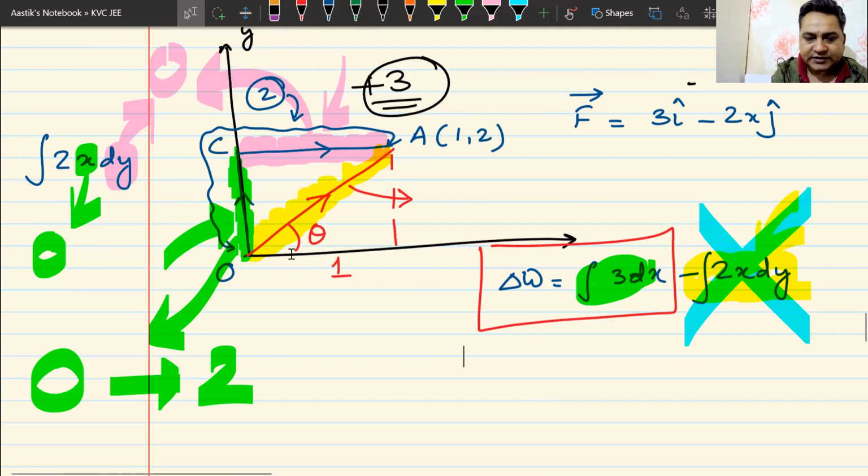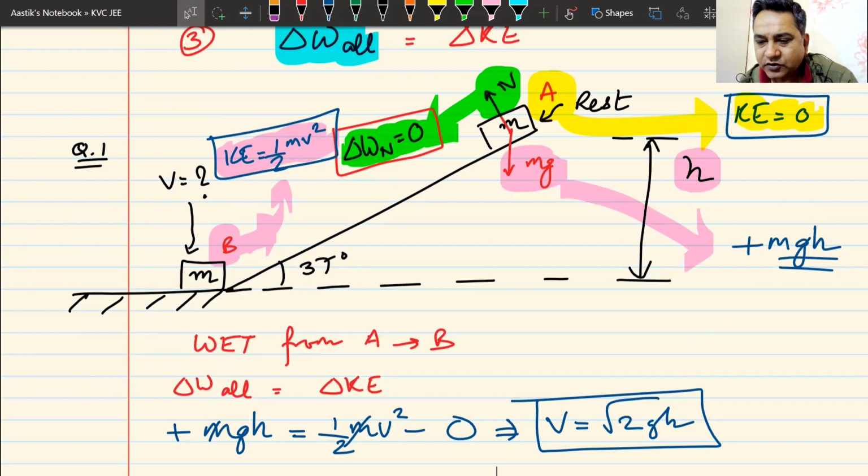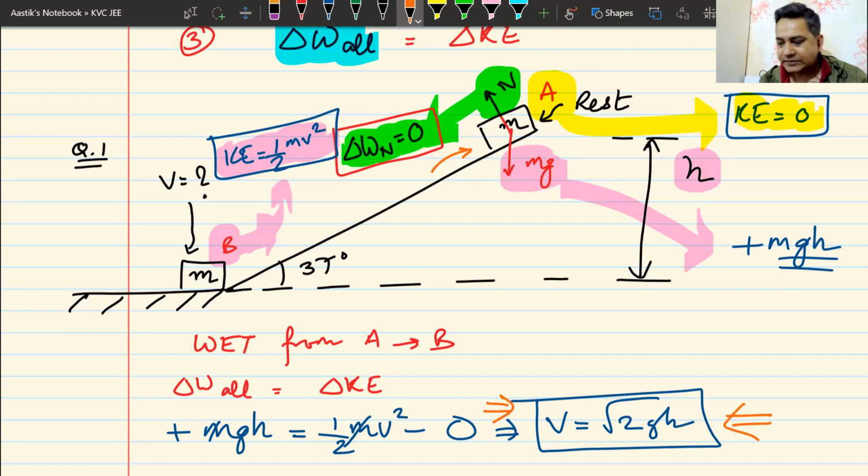I think the last question that we did in the previous class was this one on your screens. Do you see it? There was a block kept on the top, and I let it go. It slides down and reaches the lowermost point. You had to find out the velocity, and we found the velocity as root over 2gh.